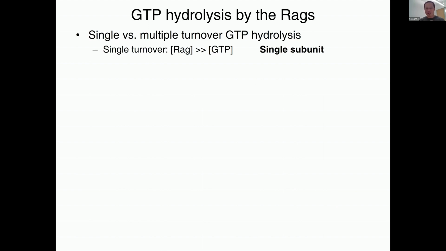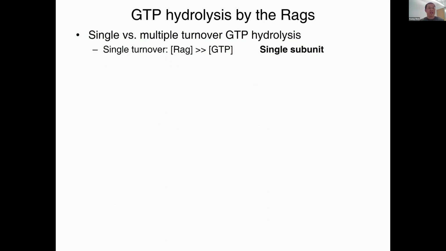So in the case of single turnover, we put in a very small amount of hot GTP and saturate this reaction with increasing concentration of Rag GTPase. Because each Rag contains two subunits, at this moment, only one subunit will have one chance to hydrolyze one round of GTP, and that's why we call it a single turnover reaction. And this mimics the condition where Rag is singly loaded with one GTP molecule.